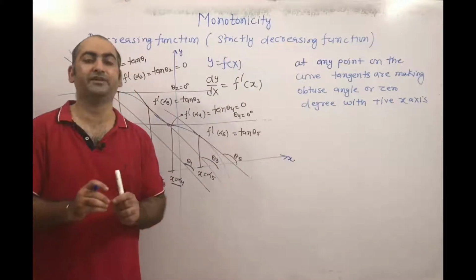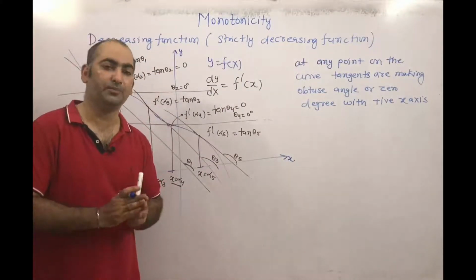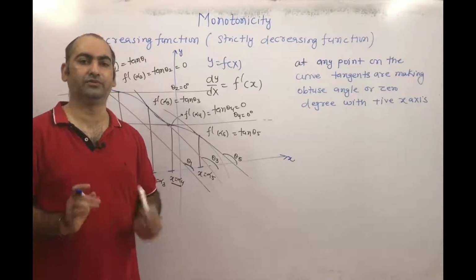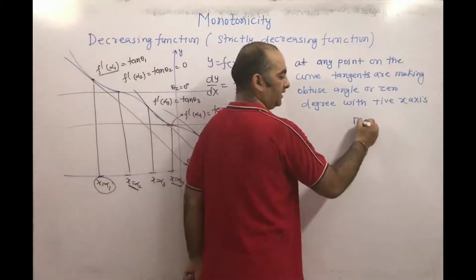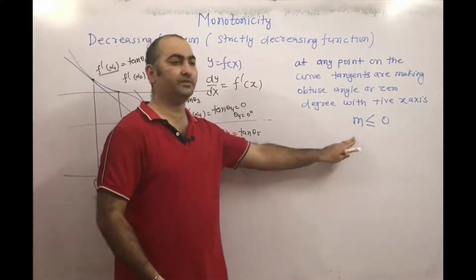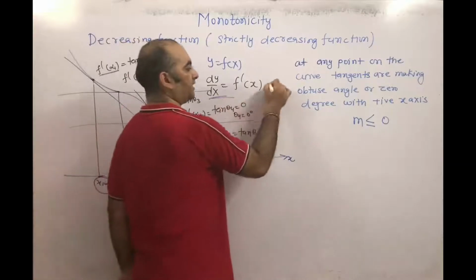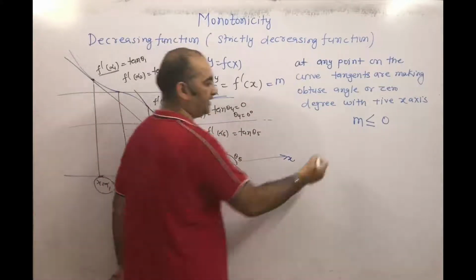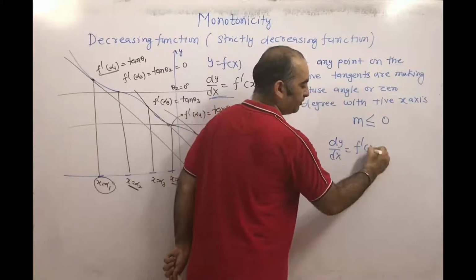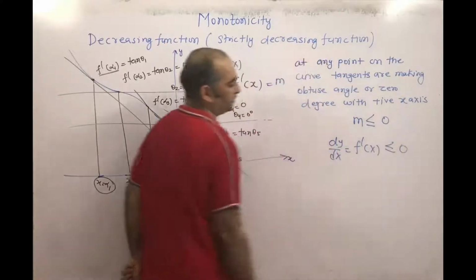Then slope of tangent will be what? If it is making obtuse angle, then slope is negative. If it is making 0, so slope will be 0. So we can say that m should be what? Either less than or equal to 0. Okay, and what is slope? This one. So this is m. So we can say that dy by dx equal to f dash x should be less than or equal to 0.